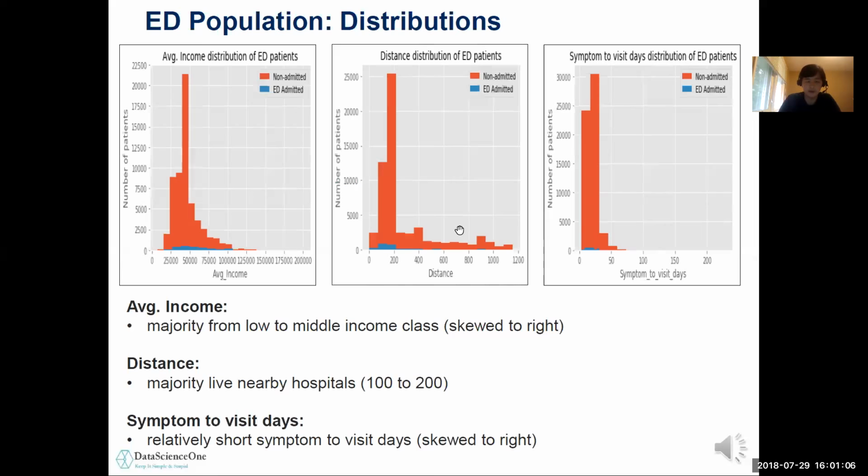Second, in terms of distance, the majority of ED-admitted patients seem to live nearby the hospital, within a distance range of 100 to 200. But also notice that the non-admitted population shows an extremely right-skewed distribution. And finally, in terms of symptom to visit days, the ED-admitted patient population seems to have relatively short symptom to visit days. Also notice the non-admitted population shows a distribution extremely skewed to the right as well.